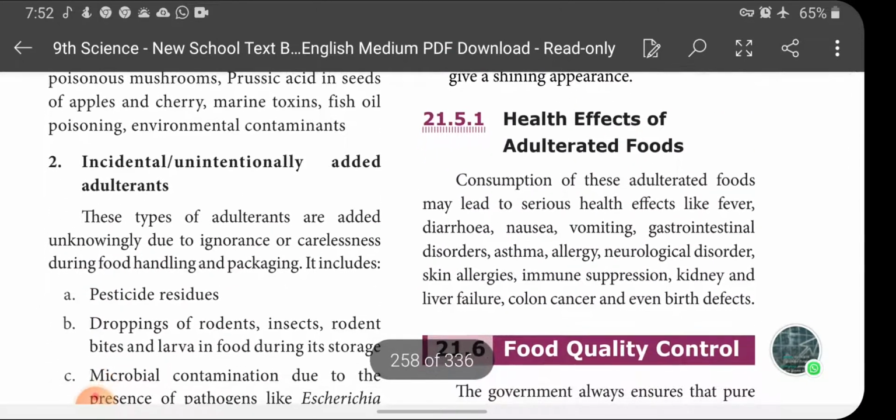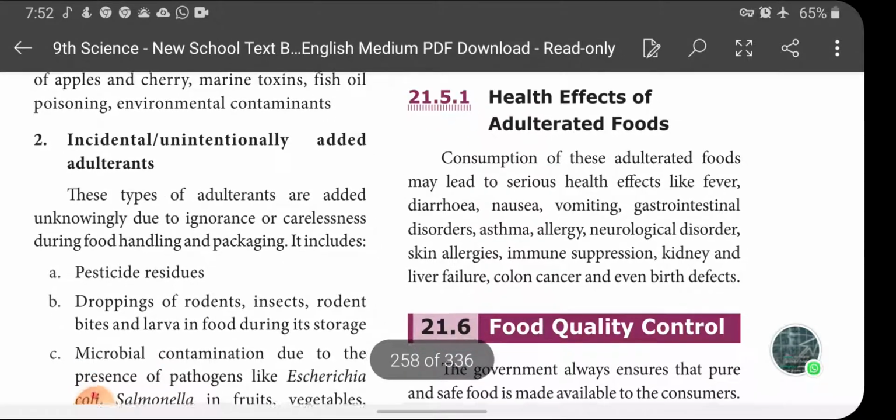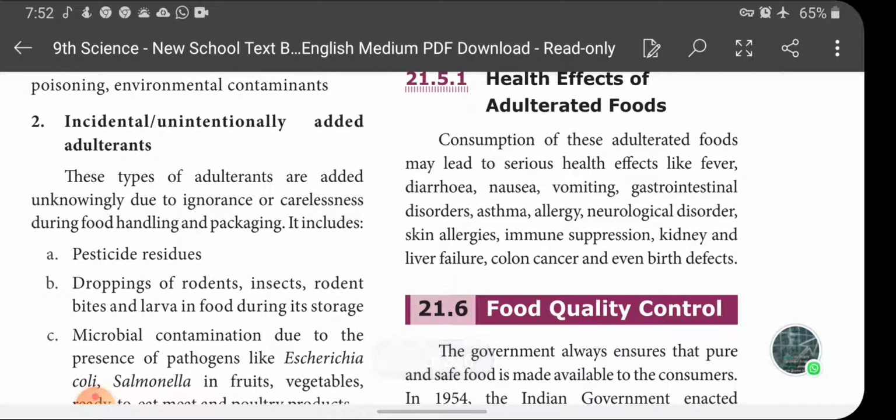The next one is health effects of adulterated food. Consumption of these adulterated foods may lead to serious health effects like fever, diarrhea, nausea, vomiting, gastrointestinal disorders, asthma, allergy, neurological disorders, skin allergies, immune suppression, kidney and liver failure, colon cancer, and even birth defects. See, these are the effects of adulterated food. It is a 4-mark question.